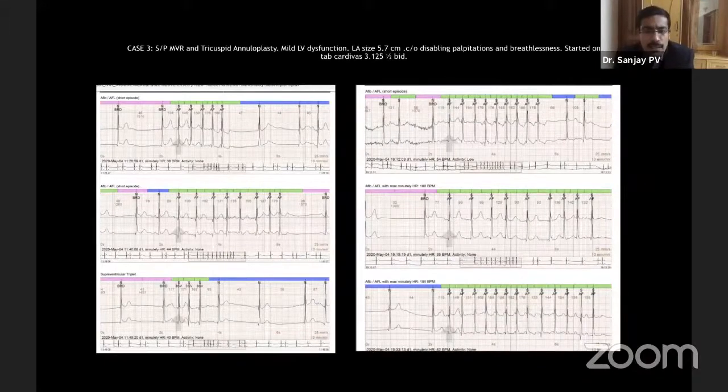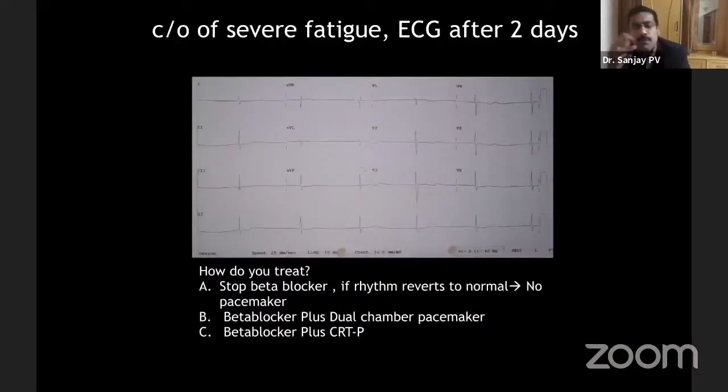But she definitely had disabling palpitations. She wouldn't tolerate palpitation. And so after 2 days, she complains of severe fatigue, and you can see this ECG. I'd like all of you to have a look at the ECG, and I want you to tell me, how do you treat this patient? Would you stop the beta blocker, and if the rhythm reverts to normal, no pacemaker, just send her home? Number two, beta blocker with a dual chamber pacemaker. Number three, beta blocker with a CRT-P. So I think we can start the poll now.